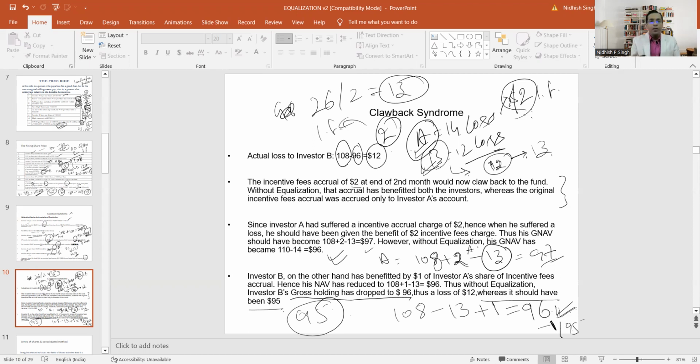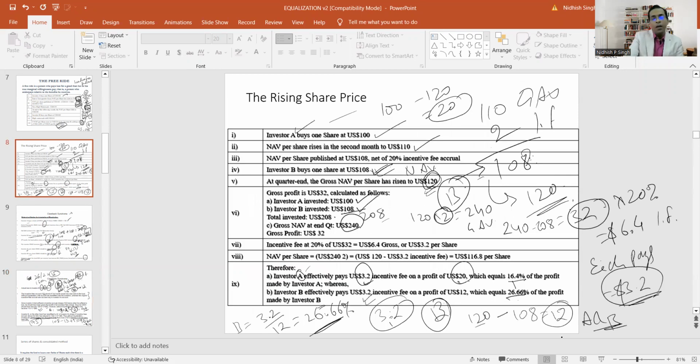So there are clawbacks which ensure that investors A and B both get a pari passu or proportionate distribution of the loss as well as the profit. We have seen in this example how the free ride also impacts the investors, and it depends on the timing. It's not always that the late investors who are coming are wrongfully incentivized. It could also happen that some investor comes, say, when the NAV is already 90.